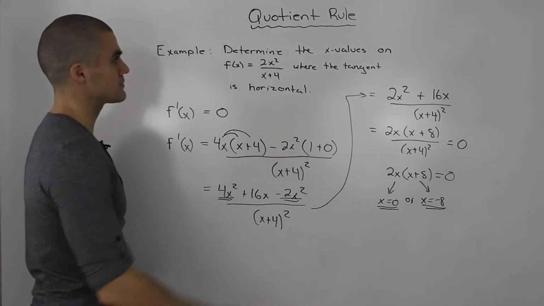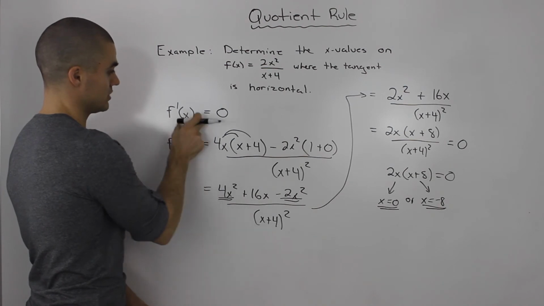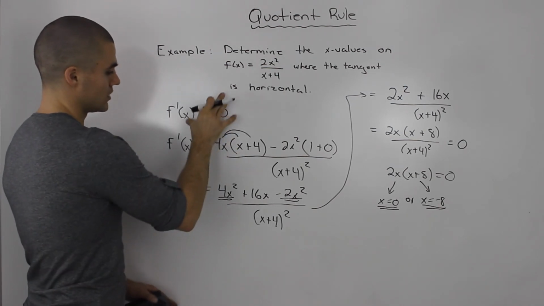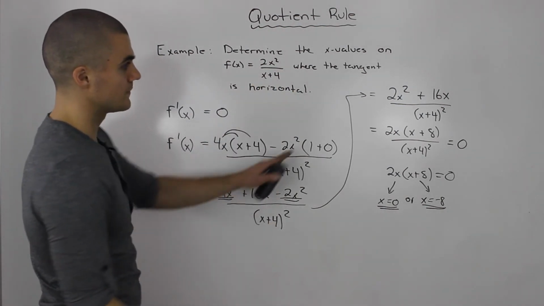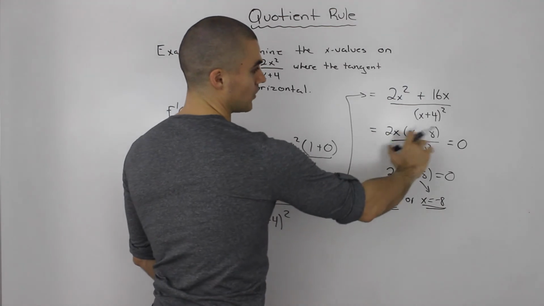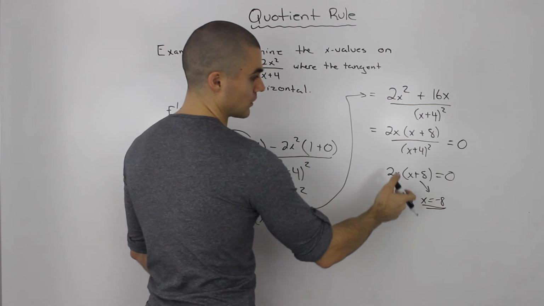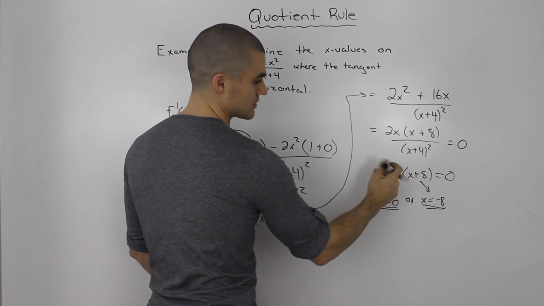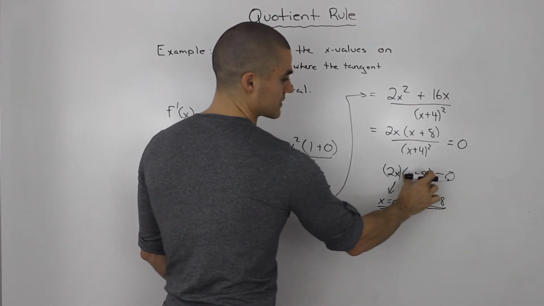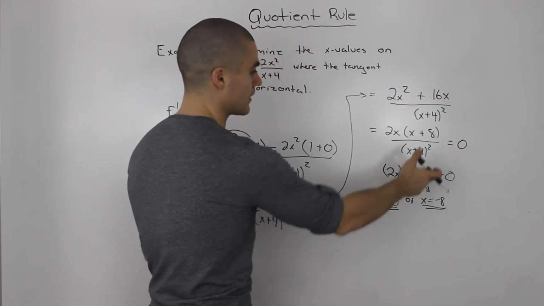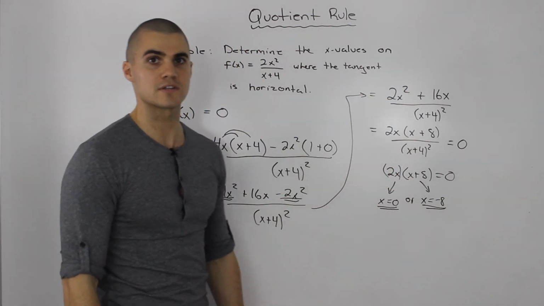Alright, so let's do a quick recap. So we were looking for when the slope of the tangent is horizontal, or when the slope of the tangent, the derivative, is equal to 0. So what we did is we first found the derivative of this function here using the quotient rule, simplified it, and then once you get to this point, you pretty much want to see when is the numerator going to equal 0. And there's two cases. Either when x is 0, because this whole 2x will be 0 then, or when x is negative 8, because then this bracket will be 0, and multiplying the whole thing will make it 0. So those are your two x values where the slope of the tangent is horizontal.